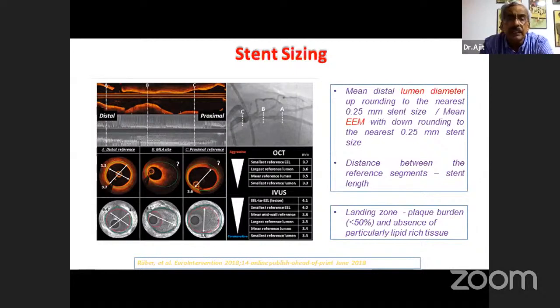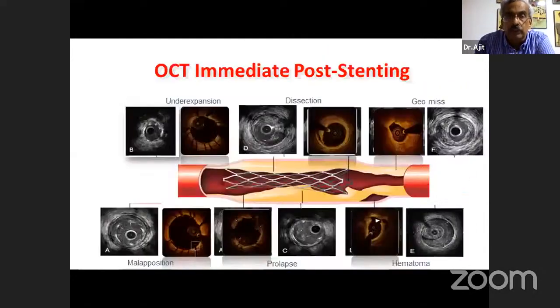Again, you can measure the length of the lesions by measuring from C to A and see where you want to place the lesion. Again, you have to remember, for making the landing zone, you have to have plaque burden less than 50% and absence of particularly rich lipid tissue. Because if you put a stent into a high lipid area and if there's 50% stenosis there, you will get restenosis. So you should be very careful when you do an OCT that you put your stent correctly, and you tend to measure the lengths, maybe be a little generous, so that we don't end up putting the stent into an area which has lipid-rich plaque.